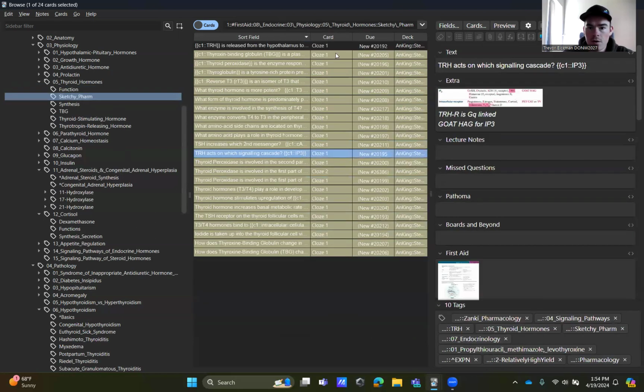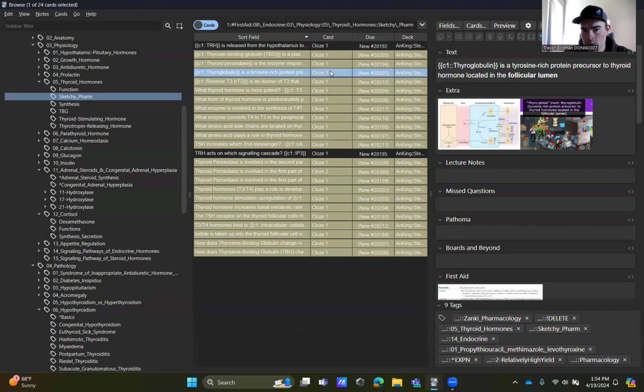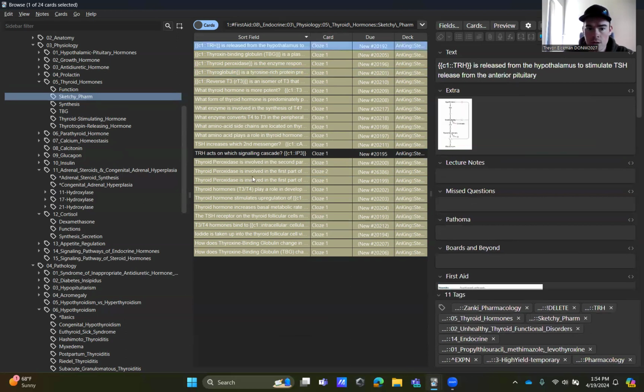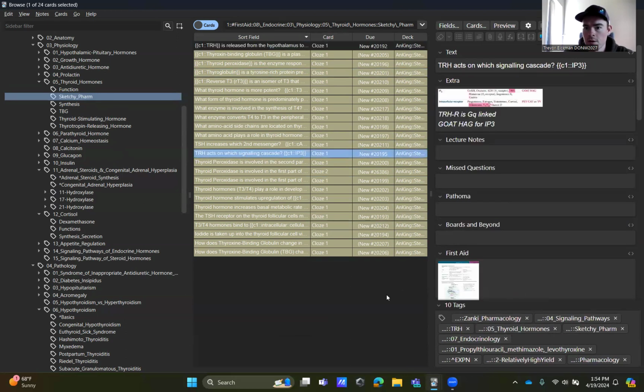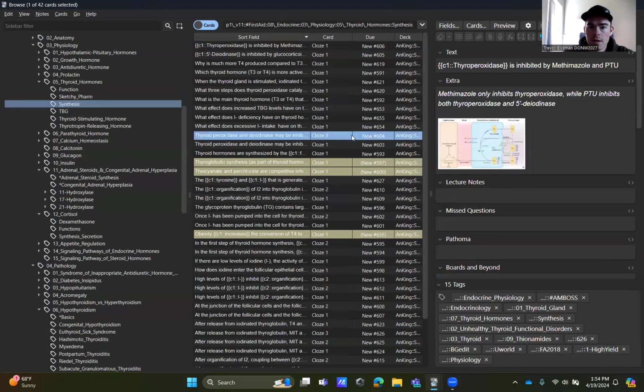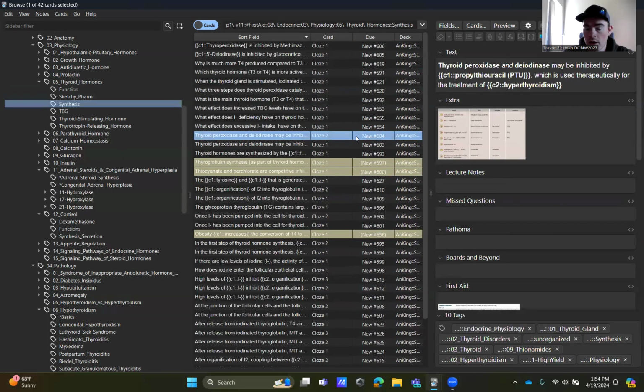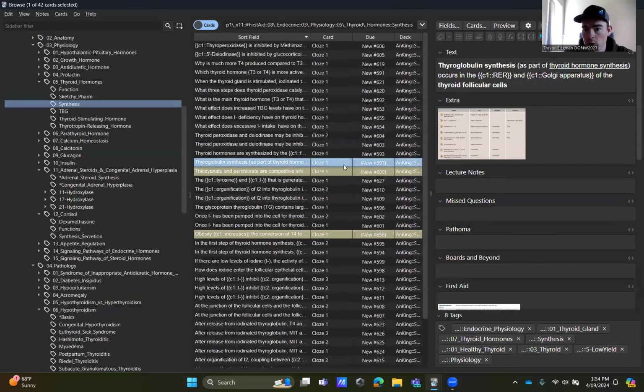In Sketchy and Pharm, I believe these were activated in another section, but the ones you should have activated is the first one. And then this one in the middle, that TRH acts on the IP3 signaling cascade. So that's a G sub Q. In synthesis, we're going to want a lot here. So you can activate all of them, and the four I don't have.